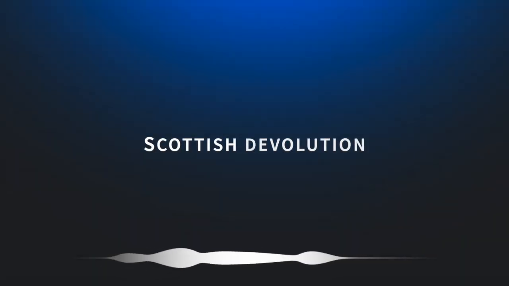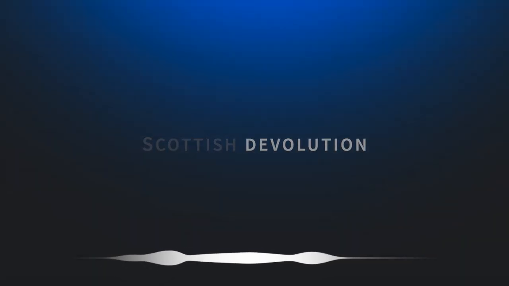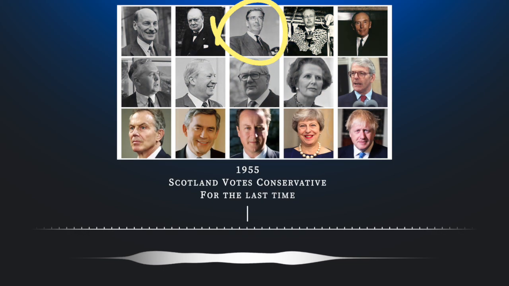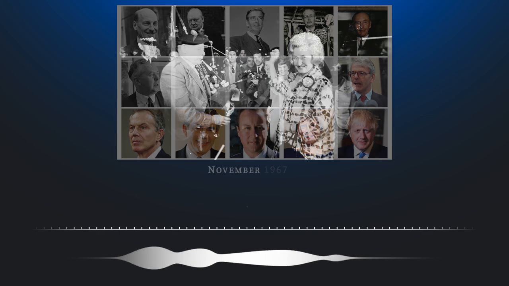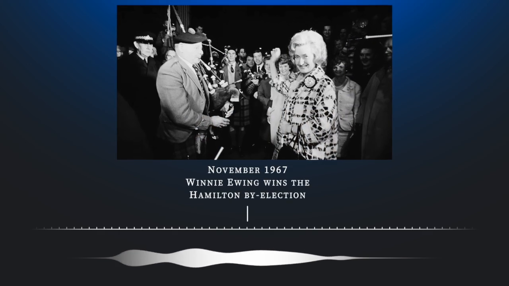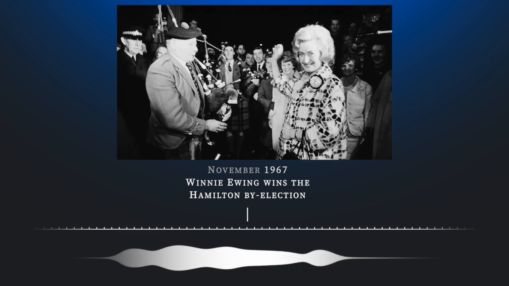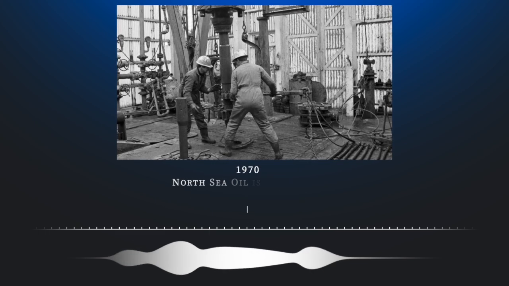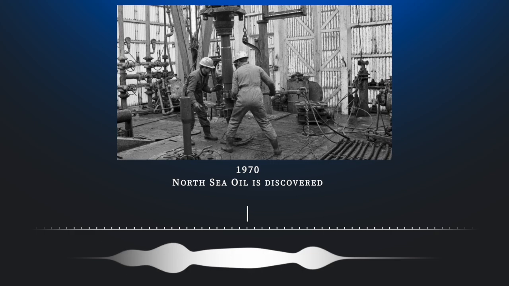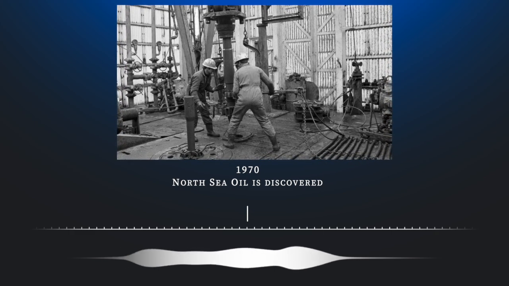A timeline of key events in the journey of Scottish devolution. 1955. The last time Scotland voted Tory. 1967. Winnie Ewing wins the Hamilton by-election, marking a significant moment for the SNP. 1970. North Sea oil is discovered, setting the stage for economic transformations.